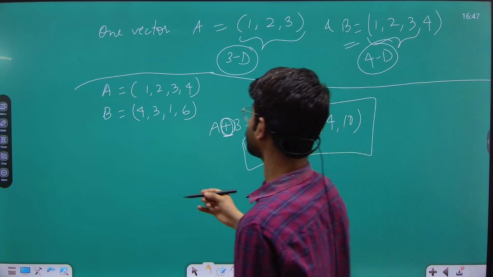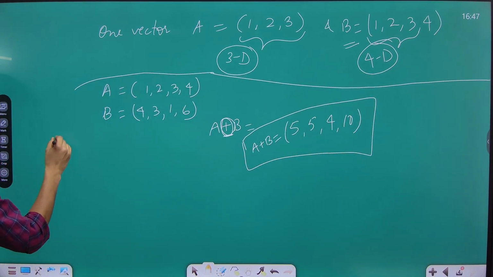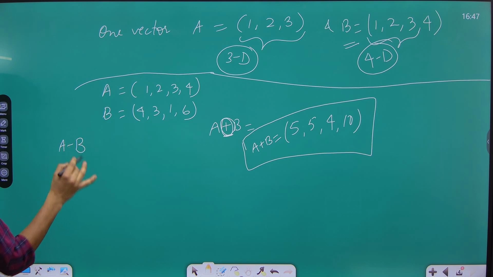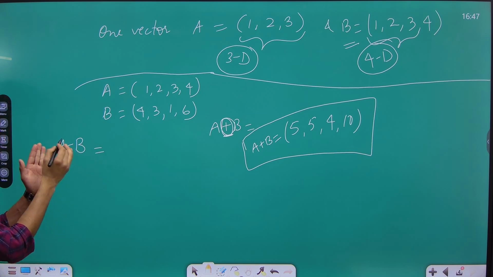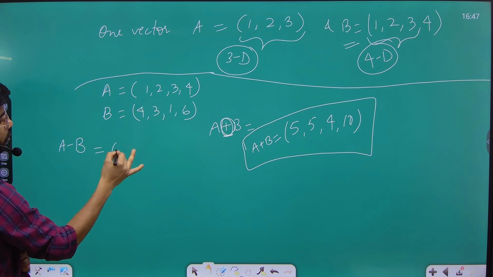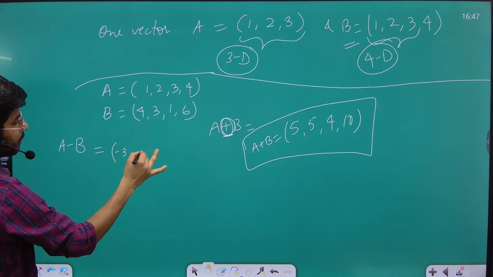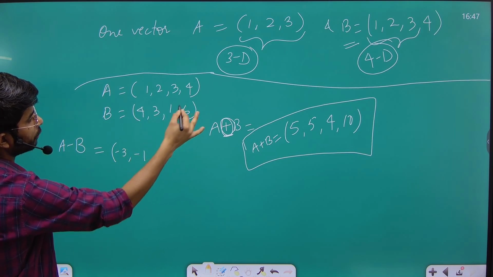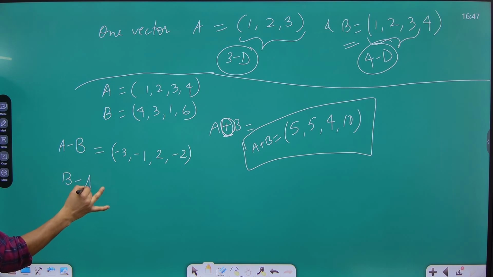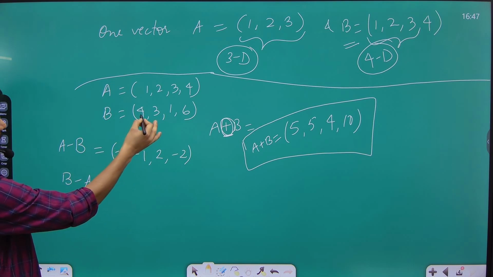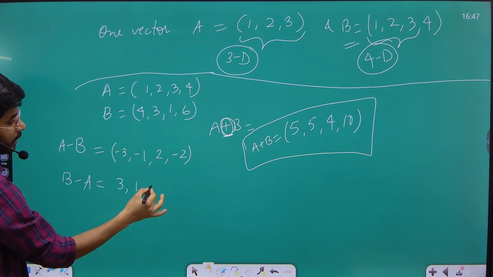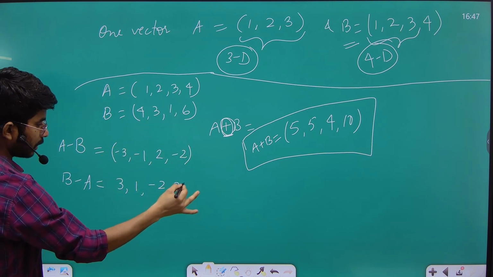Suppose you had to find the difference of A and B, that means you want to find A minus B. Then from the element of A you subtract the element of B. So 1 minus 4 would be minus 3, 2 minus 3 would be minus 1, 3 minus 1 would be 2, 4 minus 6 would be minus 2. If you are to find B minus A, then you have 4 minus 1 which is 3, 3 minus 2 which is 1, 1 minus 3 which is minus 2, and 6 minus 4 which is 2.